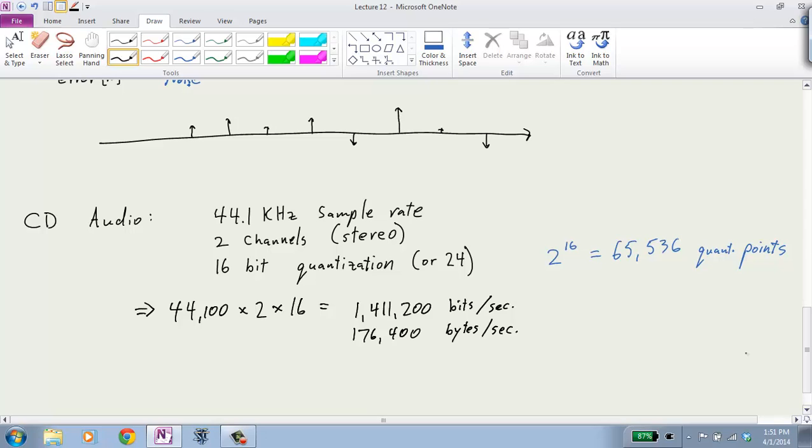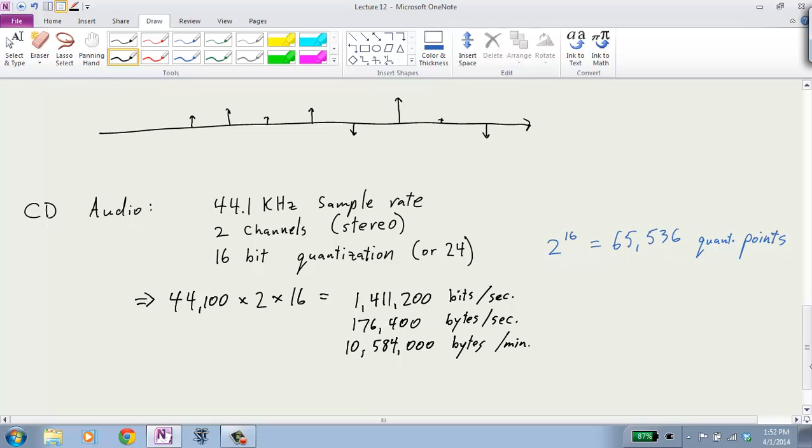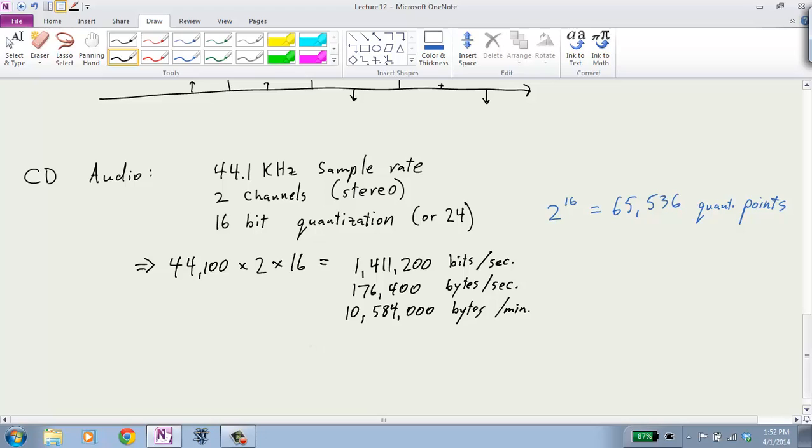And let's just look at per minute now. So it's 10 million bytes per minute. Okay, so basically the bottom line here is that we're using about 10 megabytes per minute to store this that we just said. And this doesn't count the little bit of overhead in the protocol.